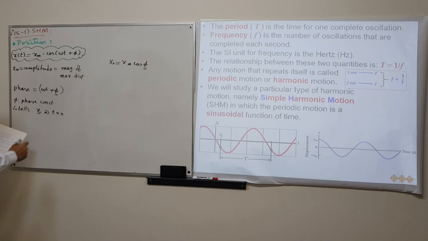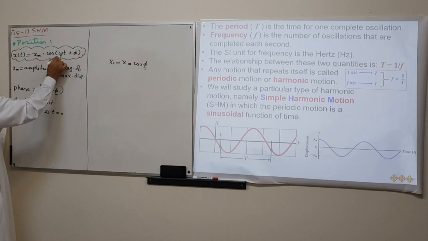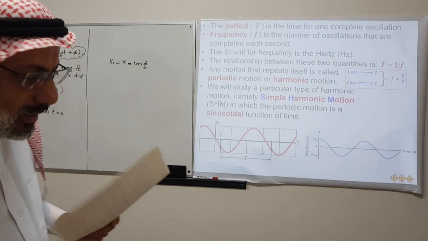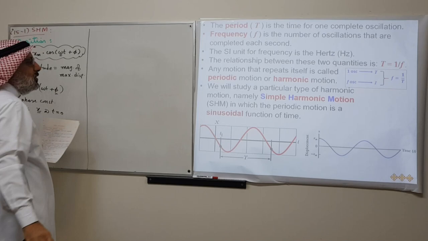What is left there? We are left with this quantity here. What is this omega? Omega is called the angular frequency. We have the frequency and we have the angular frequency. It is just a mathematical quantity that is introduced to ease the mathematics. And we want to see now how this quantity is related to the frequency and the period.